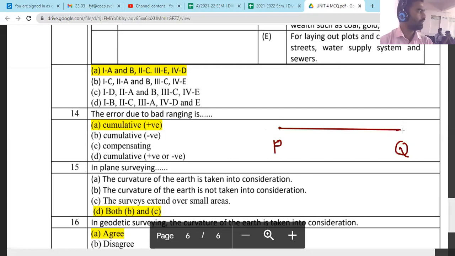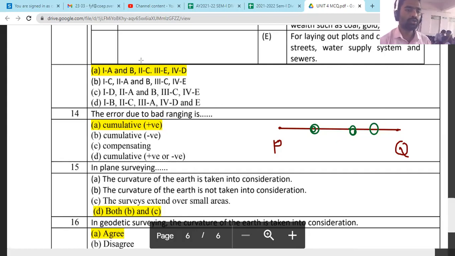How to join them? I don't have a thread, or I want to measure the length between these two. How to measure it? I have to locate some internal points between them. Locating the intermediate points between any two station points is called ranging.